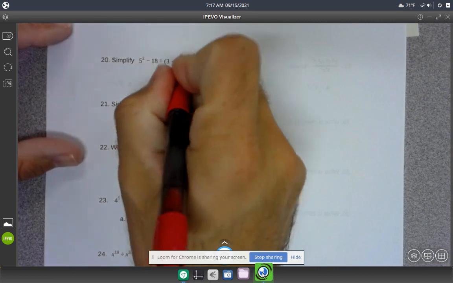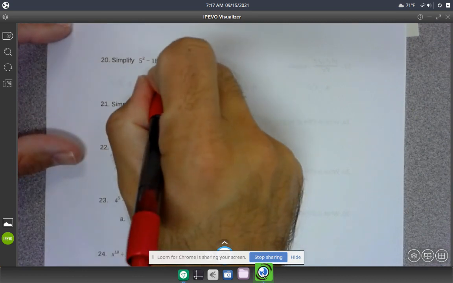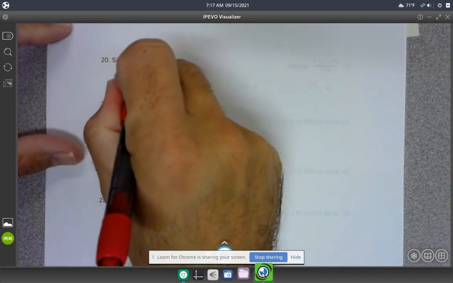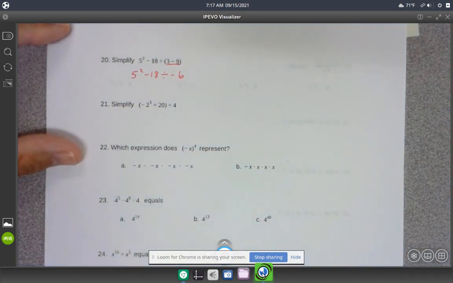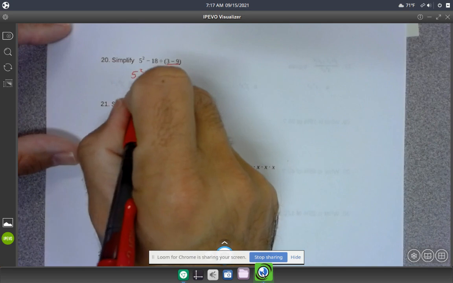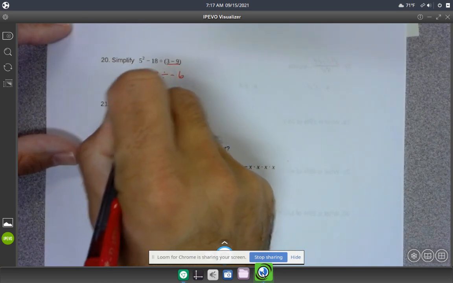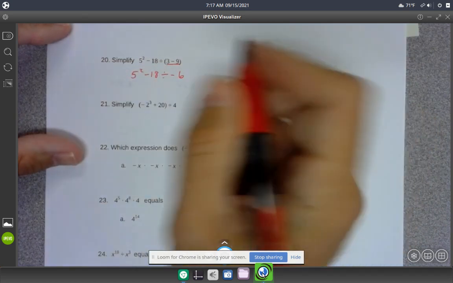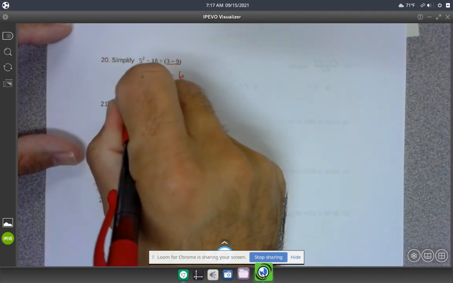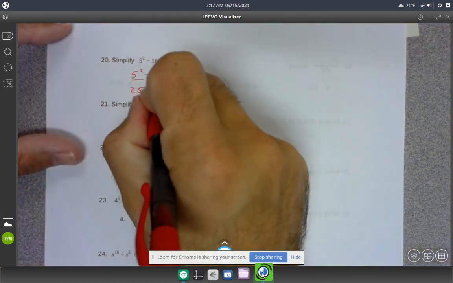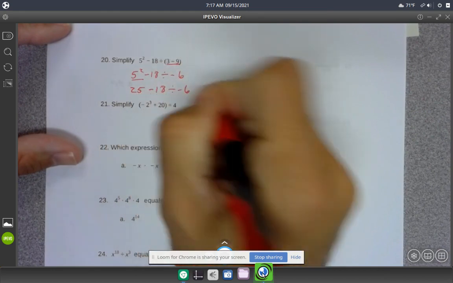If we were working it out by hand, we'll just do the parentheses first. So 5 squared minus 18 divided by negative 6. What I'm going to do next is 5 squared. All right, 5 squared is going to be 25, minus 18 divided by negative 6.